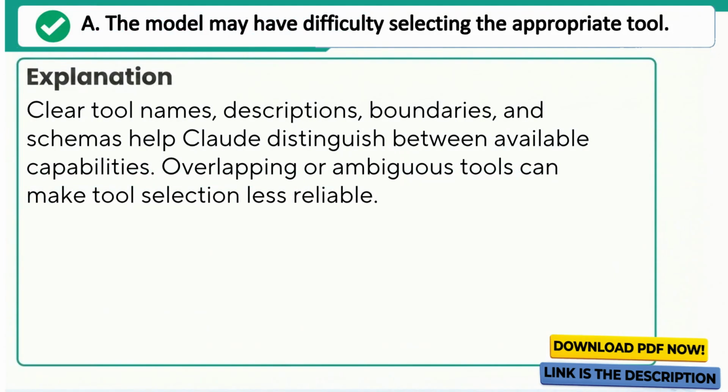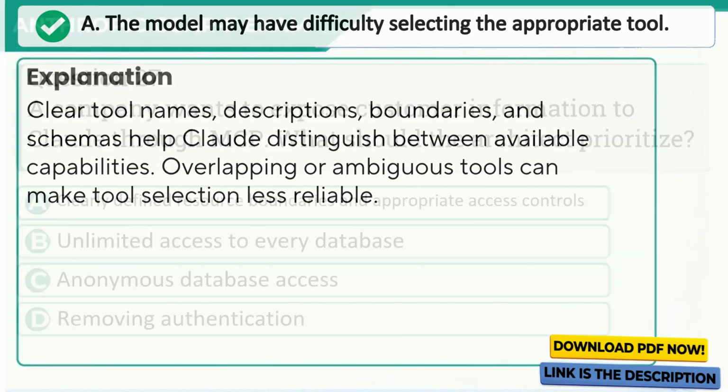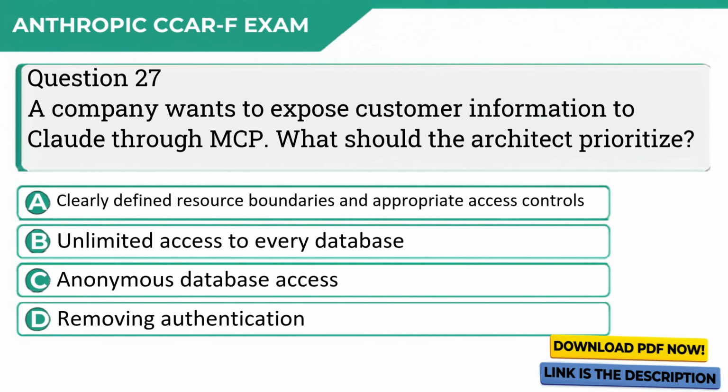Explanation. Clear tool names, descriptions, boundaries, and schemas help Claude distinguish between available capabilities. Overlapping or ambiguous tools can make tool selection less reliable. Question 27. A company wants to expose customer information to Claude through MCP. What should the architect prioritize? A. Clearly defined resource boundaries and appropriate access controls.